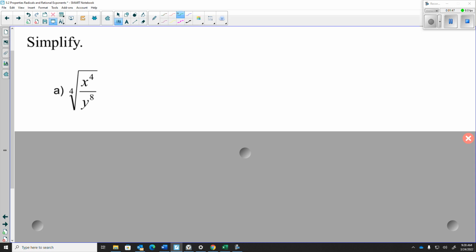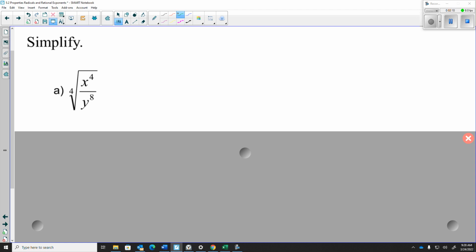Can I apply a rule here, though? Yeah. What could you do? Well, you can take the fourth out, because they're both on the fourth. We are going to do that, but you're kind of skipping the step to get there. Divide everything by something, kind of. You can say the fourth root of x to the fourth over the fourth root of y to the eighth.